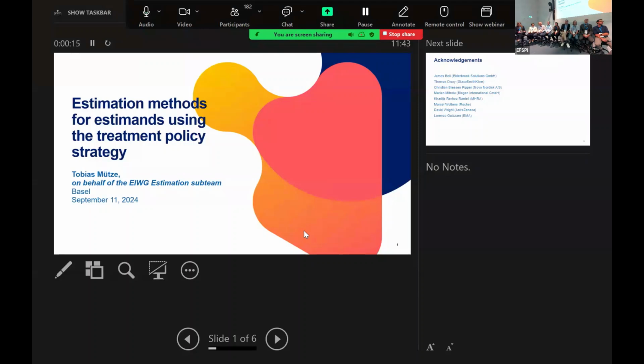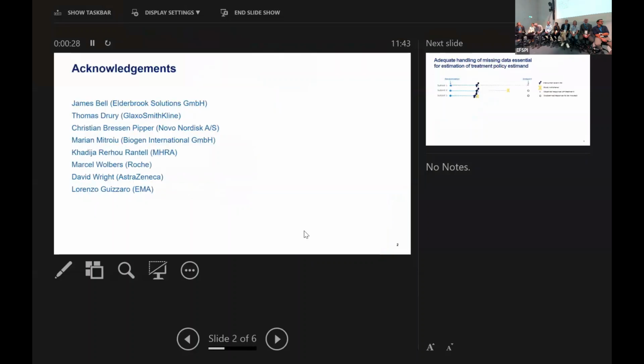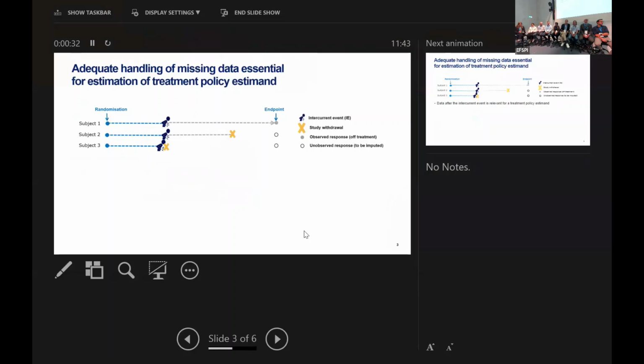So my name is Tobias Mütze, and I'm presenting on behalf of the ERWG estimation subteam. And it's on estimation, not on estimates. You see the working group members here, and some are even in the room. So we are in a treatment policy setting, which means that the data we observe after the intercurrent event is relevant for the estimate and the analysis.